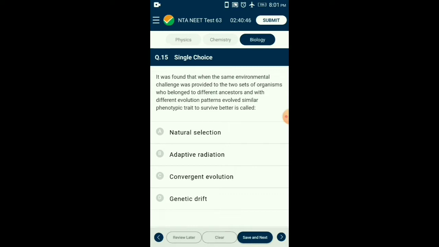Adaptive radiation is an evolutionary process giving rise to new species adapted to new habitats and ways of life. Genetic drift is a change in allele frequency in a population due to random selection of genes. In convergent evolution, organisms that are not closely related evolve independently, having similar traits and showing adaptations to a similar environment or ecological niche. So the answer is option C, convergent evolution.